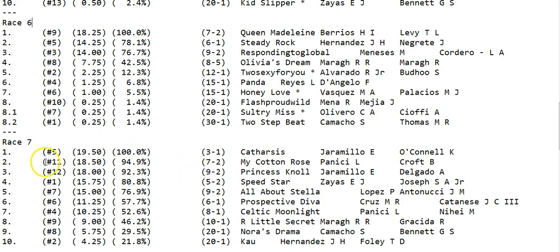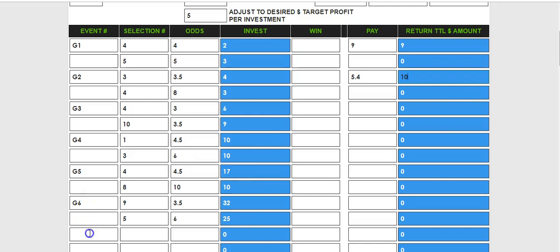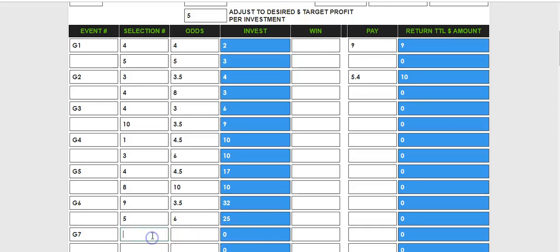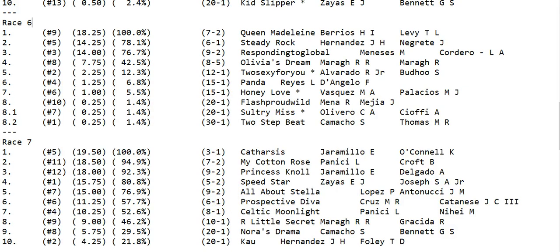Let's get to race 7. The 5 is 3-1, the 11 is 7-2. So we're going to go to Gulfstream race 7, and it says the 5 is 3-1, and the 11 is 7-2.